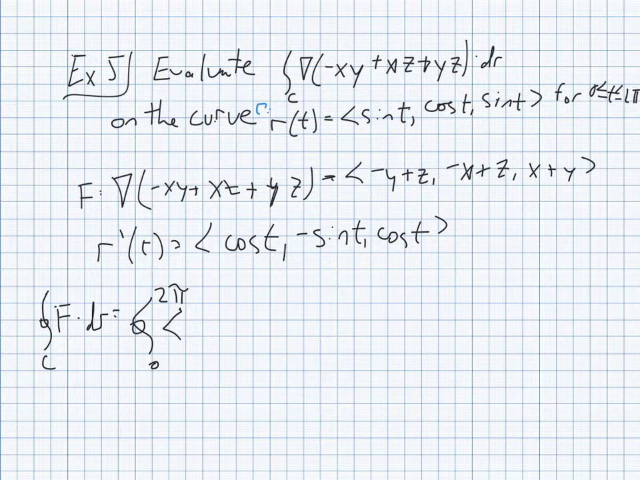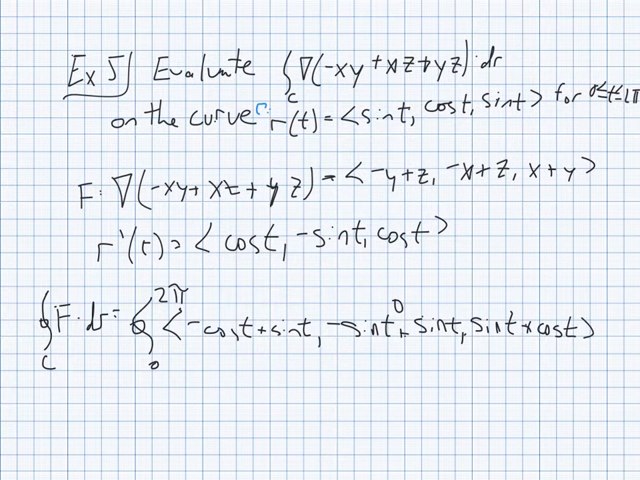So your i component is negative cosine t plus sine t. That's negative y plus z. Negative cosine t plus sine t. Your j component is negative sine t plus sine t, negative x plus z. And that would give you 0 in the middle there. And then your k component is sine t plus cosine t. So there's my vector f.